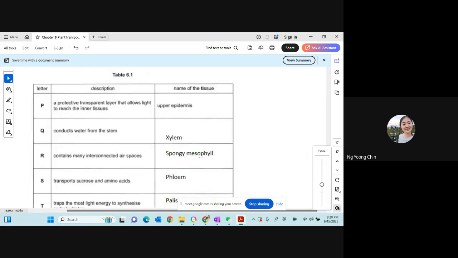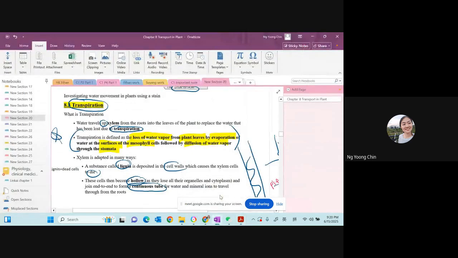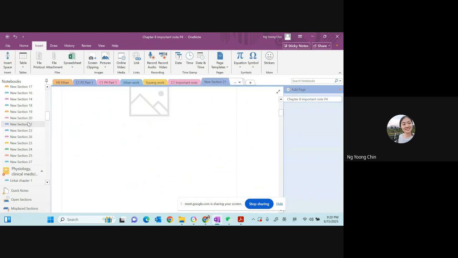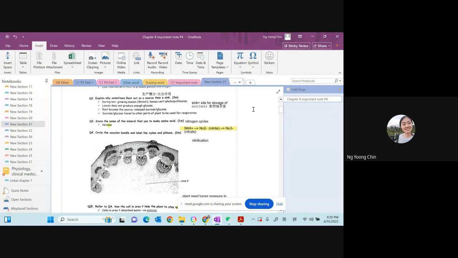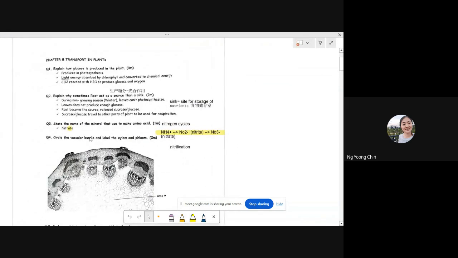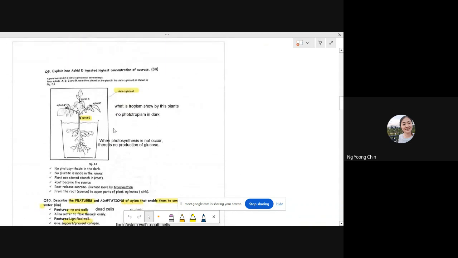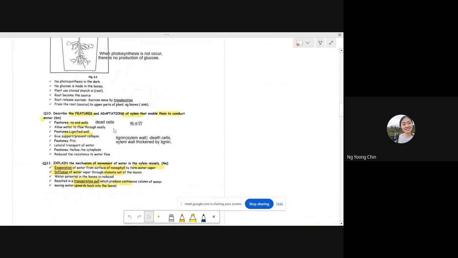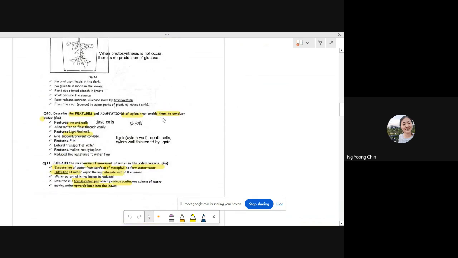That's all for the question. I think it's enough for you to know about answering questions for paper 4. And then this one, the chapter 8 important notes for paper 4, is for you to have a look. You can go back and spend some time looking at what keywords you should write for your answer. It's very similar to what I showed you just now. See, the feature and adaptation of xylem enable them to conduct water.